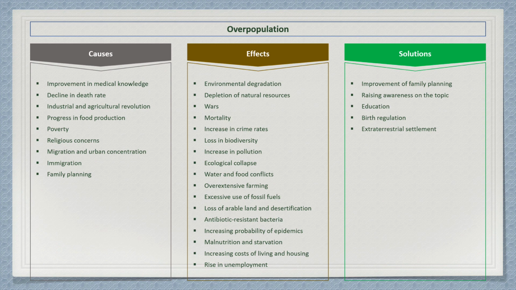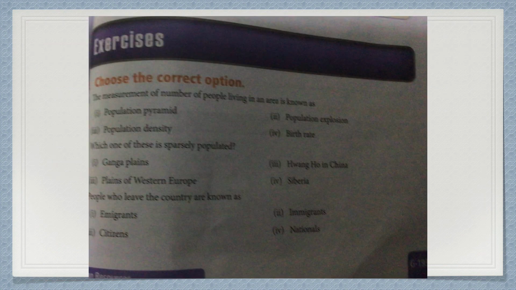Now, how can we stop a country from being overpopulated? Some solutions are improvement of family planning, raising awareness on the topic, education, birth regulation, etc. Now, students, it is time to do the exercises. Question number 1. Choose the correct option.